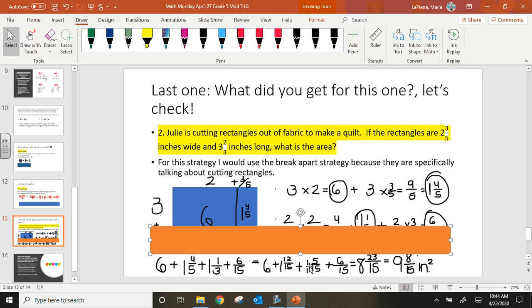6 plus 1 plus 1 is 8. Now the numerators, 12 plus 5 plus 6 equals 23. And our denominator, when we add, always stays the same. So it's going to be 23 over 15. But we're not finished because 23 over 15, you need to divide. So when you get that answer, whatever you get for this answer, which is 1 and 8 over 15, you will add it to the 8. So 8 plus 1 is 9, and then you have 8 over 15 left, which is inches squared.